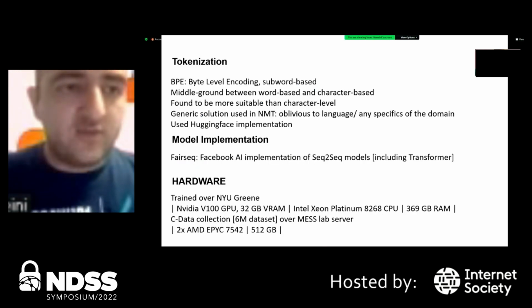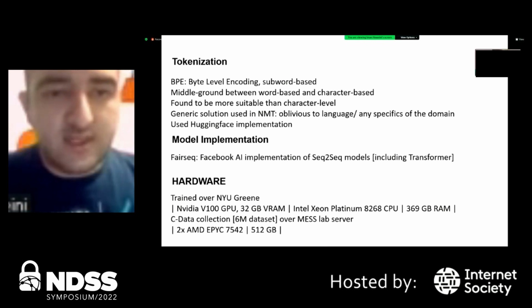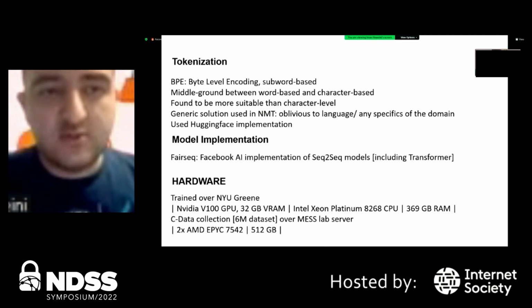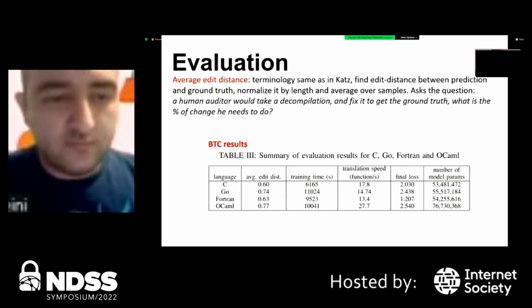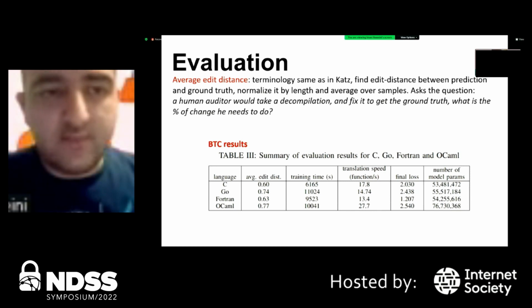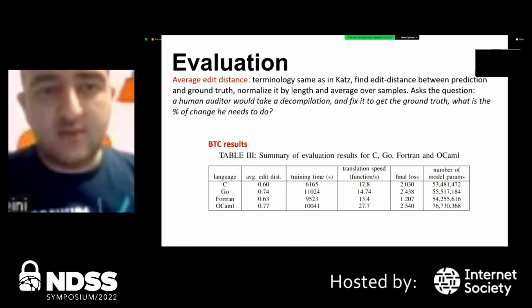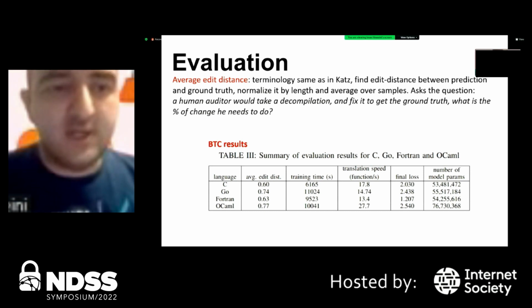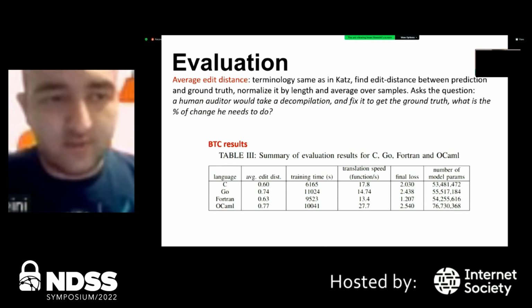For both tokenization and training the transformer, we used solutions that were already out there. For training the transformer, we used Fairseq, which is an open-source Facebook AI library. And for tokenization, we used the BPE tokenizer by Hugging Face, which is a subword-based method. For evaluation, taking the same terminology as in CATS, we measure average edit distance. For any sample, we take the edit distance between ground truth and prediction, normalize it by length, and average over the sample.